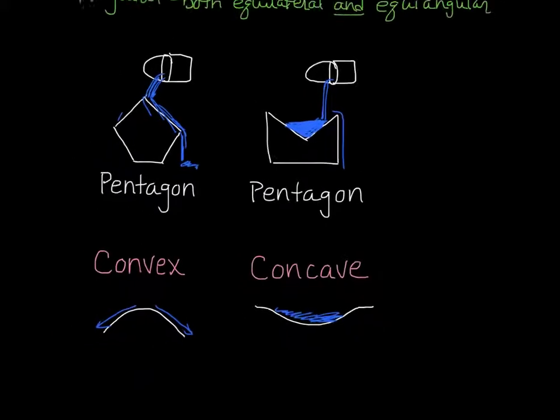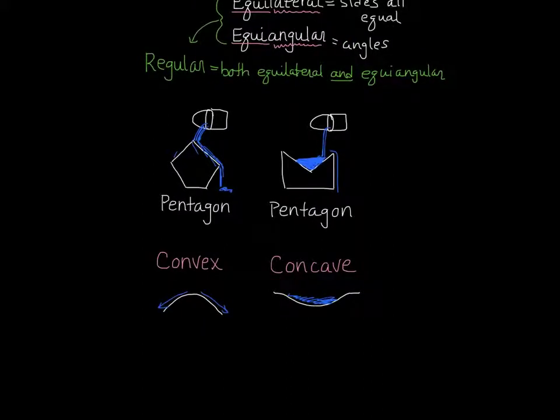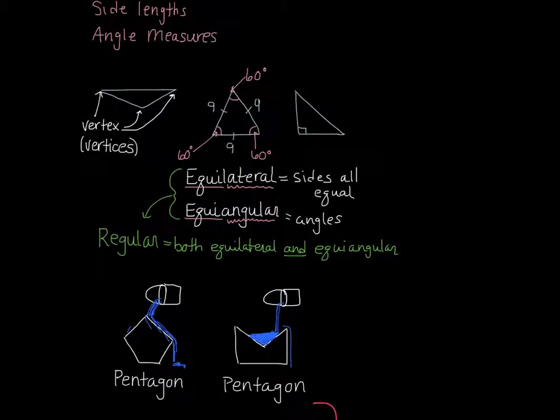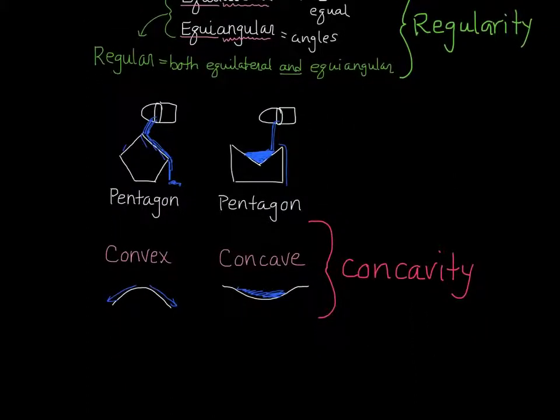We have convex and concave. Together we call this concavity. And we also have descriptors of the angles and the sides, and together we can call this regularity. So you could describe a polygon based on its regularity, about whether its sides are the same or its angles are the same, and its concavity, about whether or not it has any infoldings. Are all of the angles pointing outward from the body of the polygon, or are some of them pointing inward?